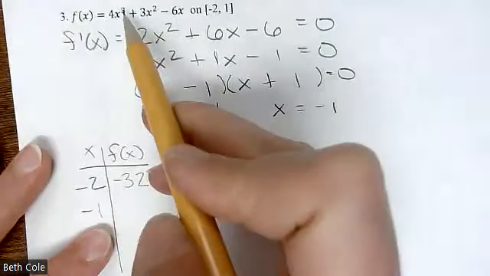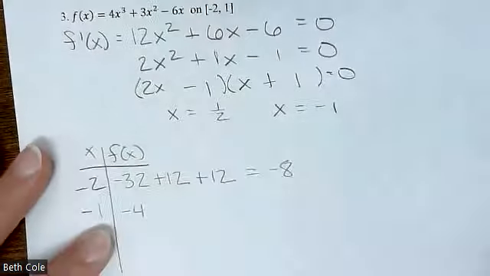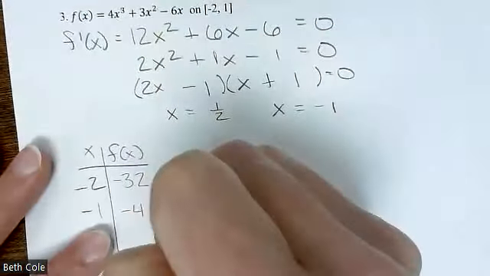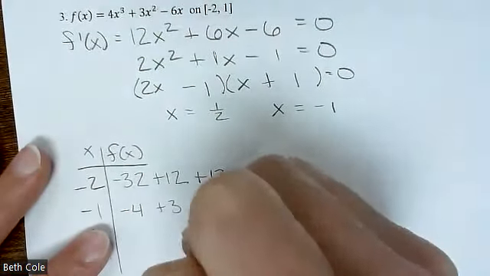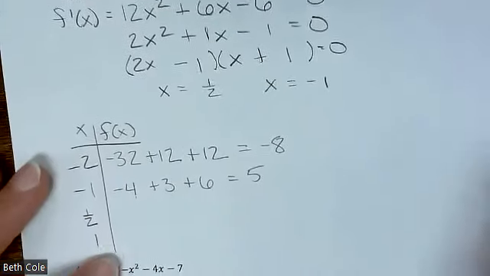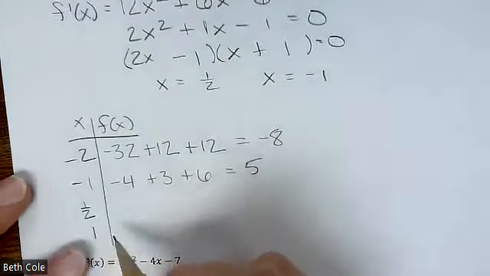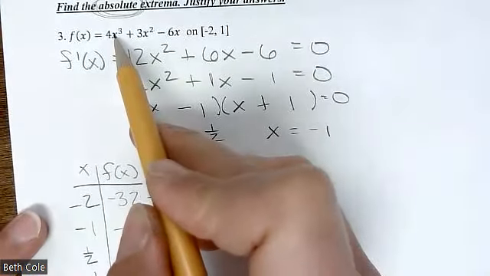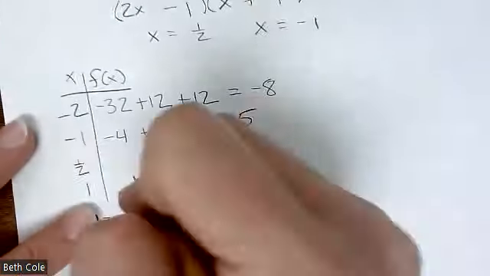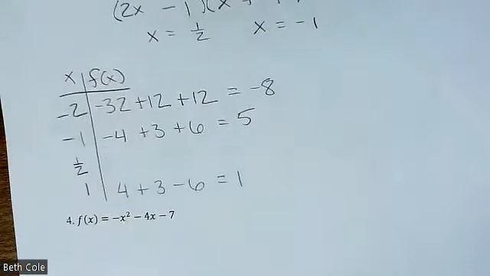All right, plug in negative 1. Negative 1 cubed. Negative 1, so that'd be negative 4 plus 3 plus 6. So that's going to give us 5. I'm going to be real honest. I would skip that 1/2 and come back to it because I try to save the hardest stuff for last. All right, and if you plug in 1 to the original function, you're going to get 4 plus 3 minus 6, which would be 1.